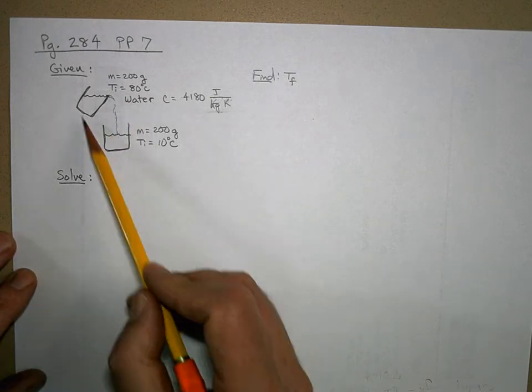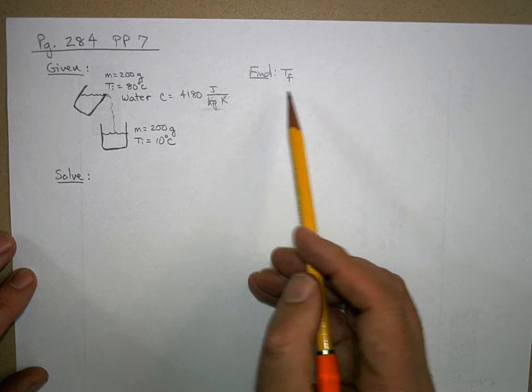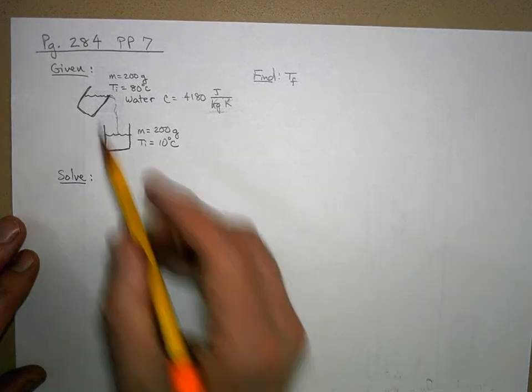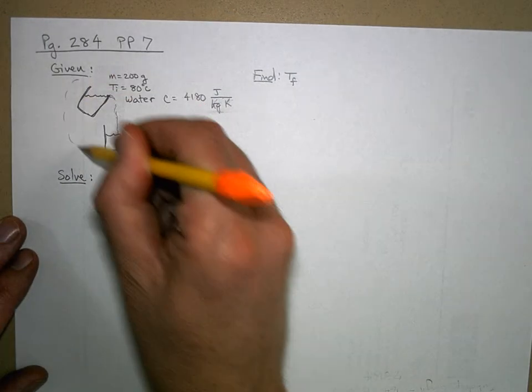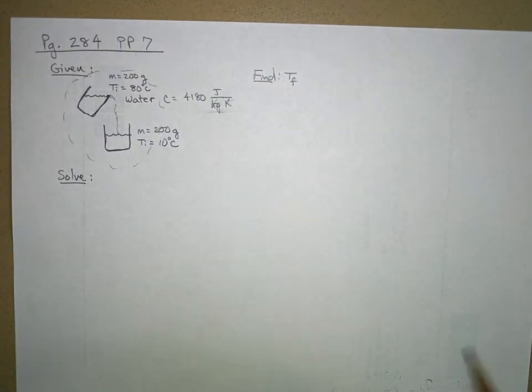So here's the warm water. We're going to pour it and mix it with the cool water, and we want to know what's the final temperature. It also says that this is an isolated system, in that we are not allowing any heat from the environment to leak in, and we're not letting any heat leak out into the surrounding environment. So it's a little bit of a contrived situation.